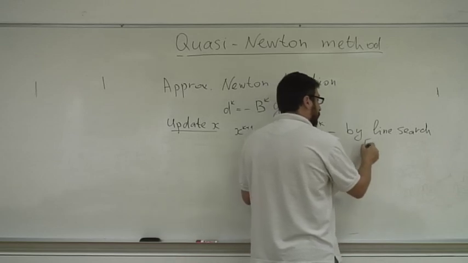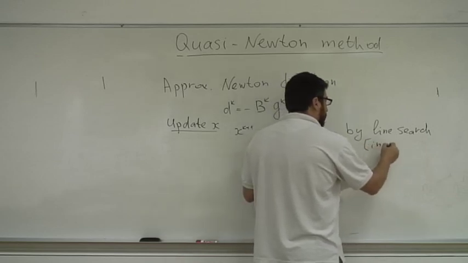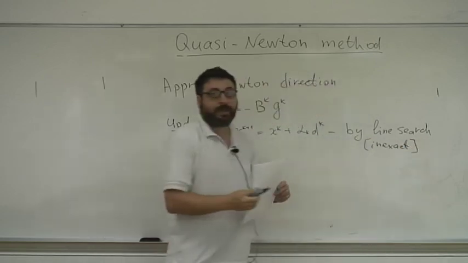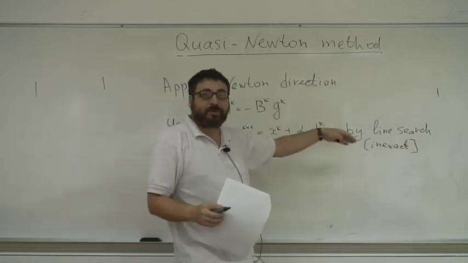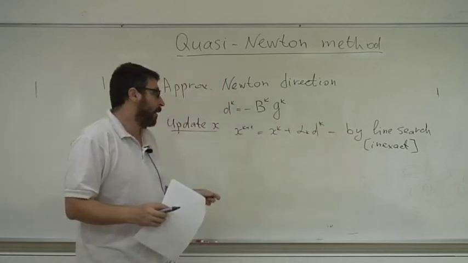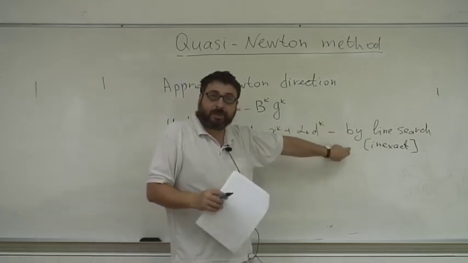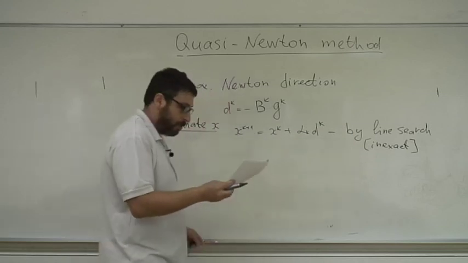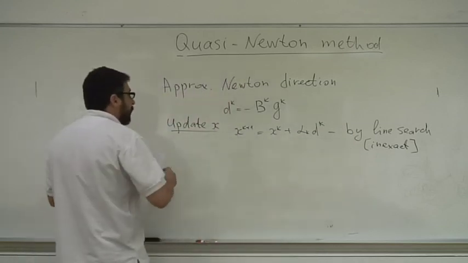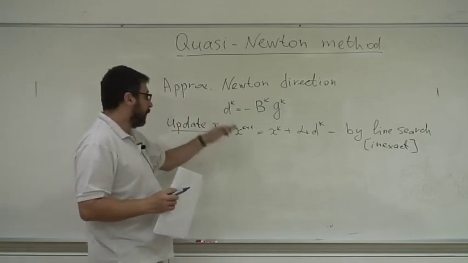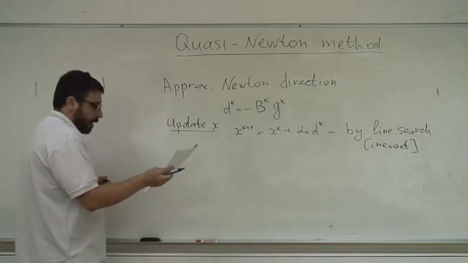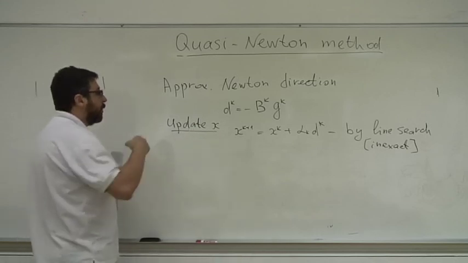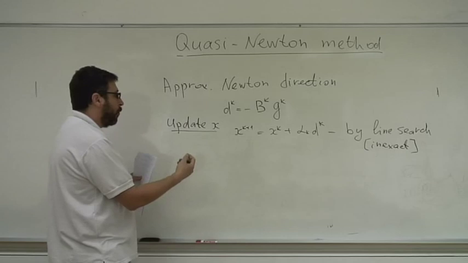Which may be inexact, like backtracking line search with Armijo rule. And this is an advantage over the conjugate gradients method, which requires exact line search. And then, when we advanced, we can compute the gradient in the new point.